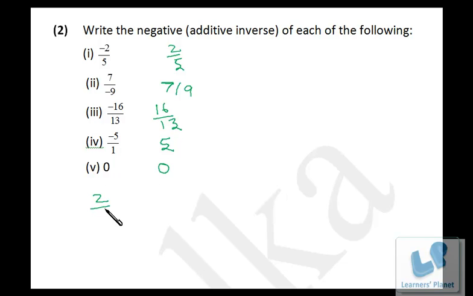Similarly, if we have to find out the additive inverse of 2 by 5, it will be minus 2 by 5, right? So if you add these two, you'll be getting 0. These two, if they are added, still you'll be getting 0. Okay, so in every case, if you add the two numbers, you'll be getting 0. Okay, so this is how we can find out the additive inverse of a given number.